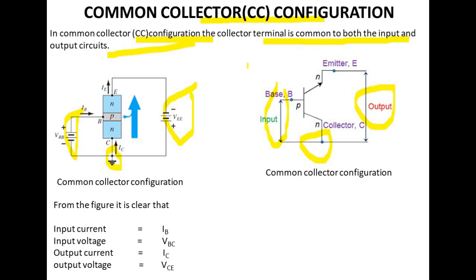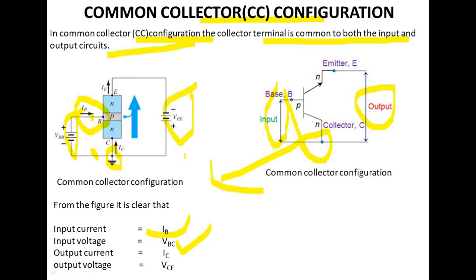Now we have to find input and output current in case of common collector configuration. From the figure it is clear that input current will be the base current IB, and input voltage will be the voltage between this base and collector. That is, the input voltage will be VBC.